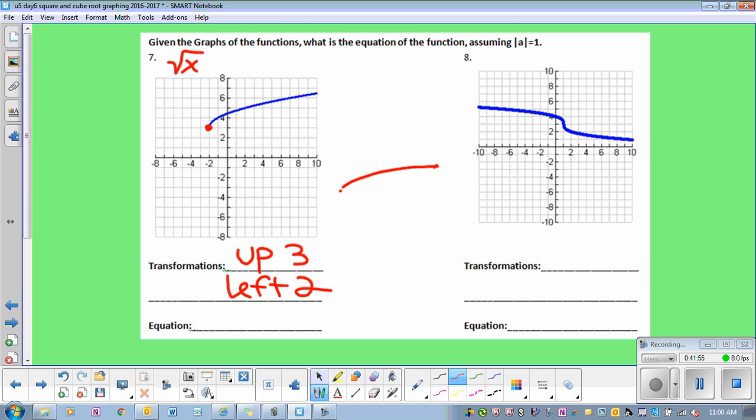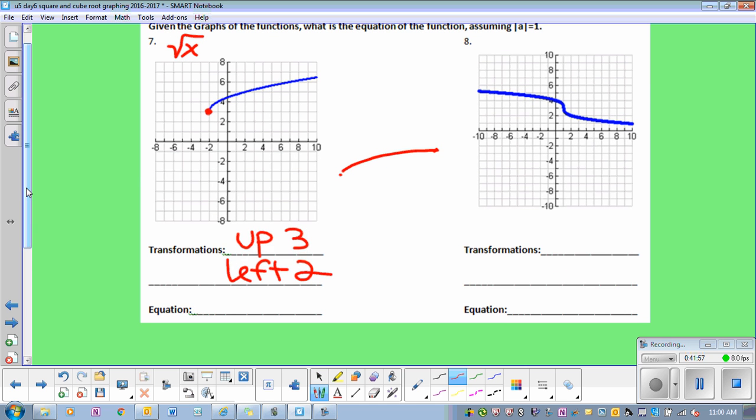So now, what is the equation? Well, y equals square root x. How do I put left 2? Plus 2. And then up 3 is on the outside, right? Plus 3. So there I go. That's it. Did you put the cube? Nope, because the cube one would be the snake one.